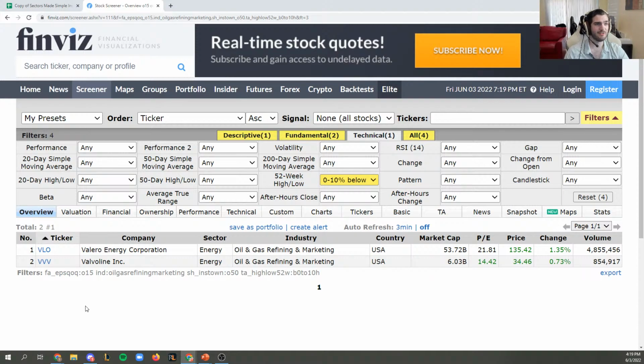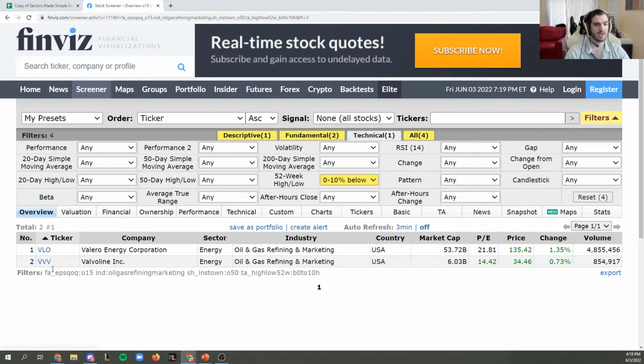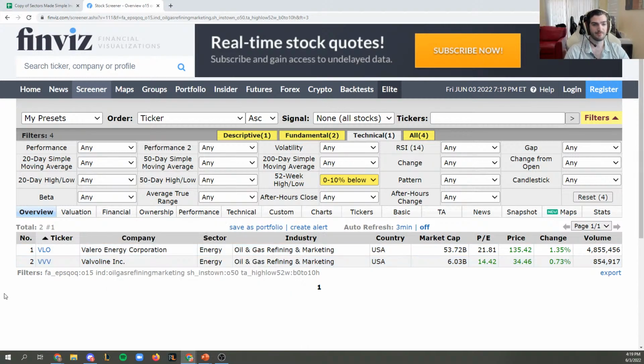The reason I did this is so that we end up getting 2 choices. We have Valero, VLO, and Valvoline, VVV. All right, now we've narrowed it down to 2 choices, VLO or VVV. Which one should we buy?